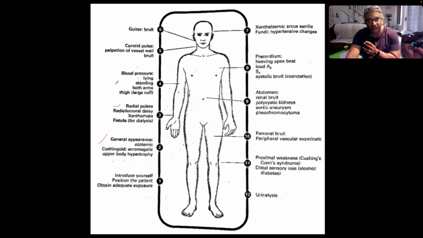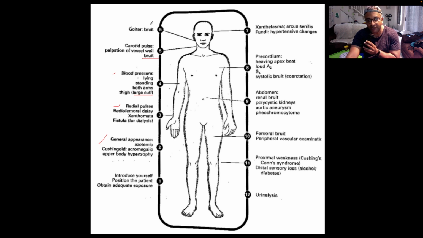Then, with the patient supine, you want to also go up to the forearms and the arms and check the blood pressure, both lying and standing, or else you may miss postural hypotension. Right, take the blood pressure in both arms and in the thigh with a large cuff, especially if you suspect coarctation. Okay. Moving up to the neck, check the carotid pulse, palpate the vessel wall, check for the carotid bruit.